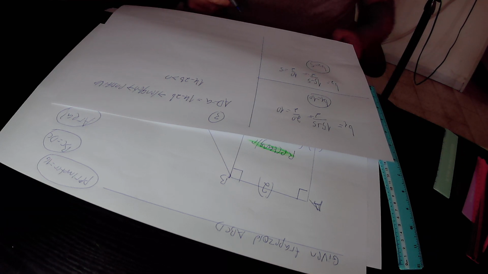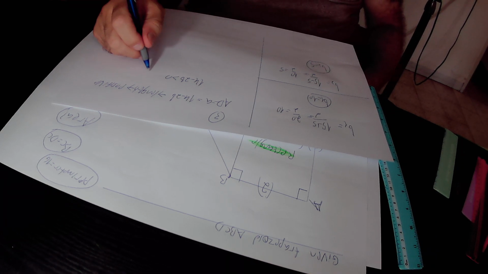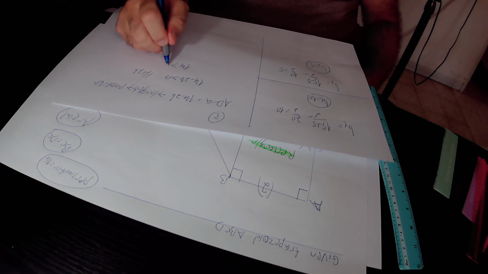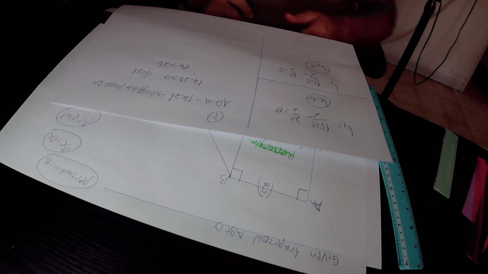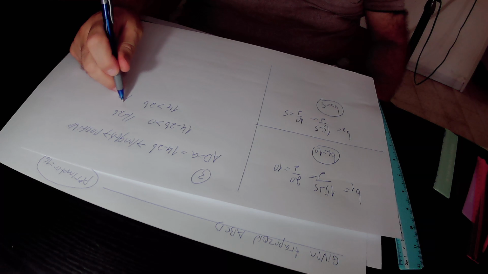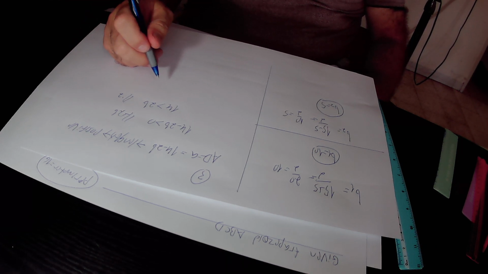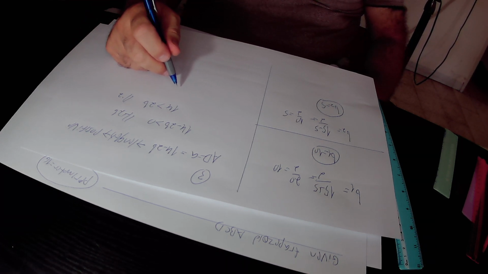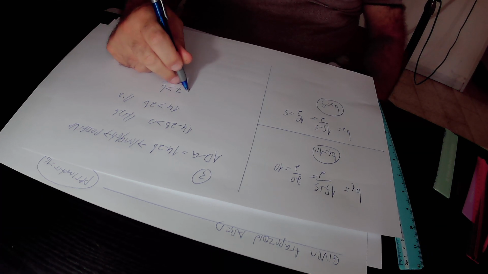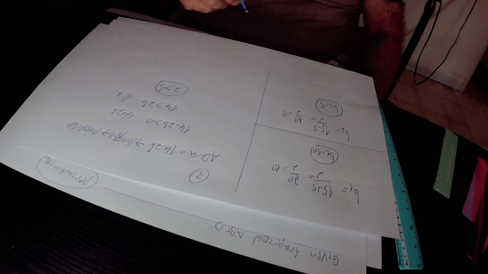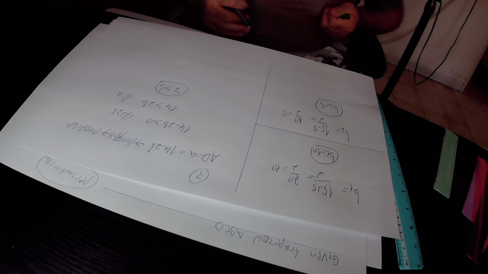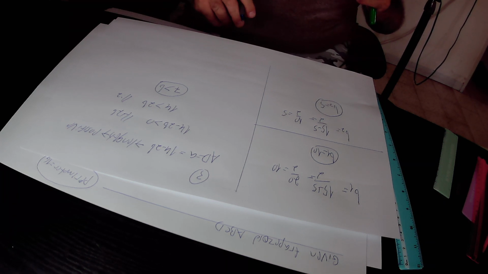So here we add 2B to this inequality, and we get that 14 is greater than 2B. Here we divide this inequality by 2, and we get that 14 over 2 is 7, so 7 is greater than B, or B is less than 7. So B must be less than 7.